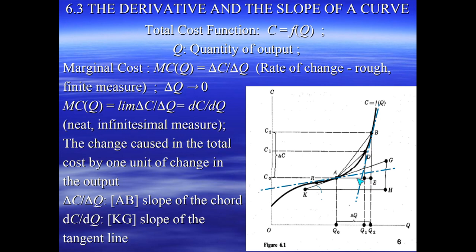So in economics, marginal cost can be both the rate of change of the cost with respect to the quantity if we measure it roughly with a finite measure. If we measure it very neat, very thin, very infinitesimal, then it becomes the derivative. So in economics, we use the concept of marginal for both the rate of change and the derivative. If we measure it rough, it is rate of change. If we measure it very neat, then it is the derivative, you see.